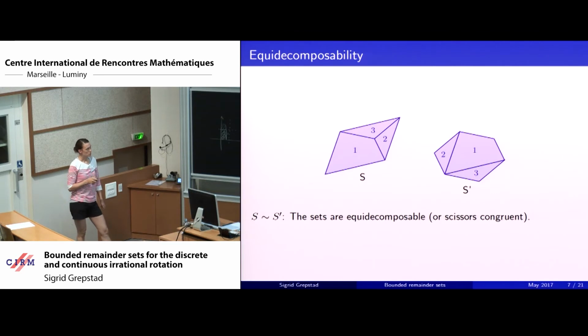Now, if these two sets, S and S prime, have some restrictions, say they are parallelotopes or they are Jordan measurable, then we're going to assume that the sets in the partition have that same restriction.